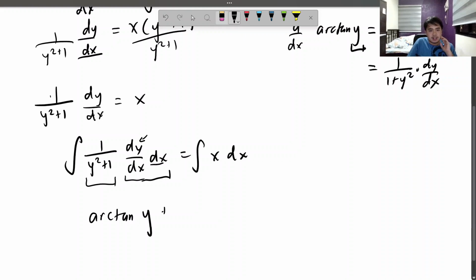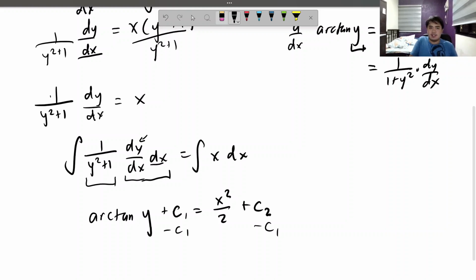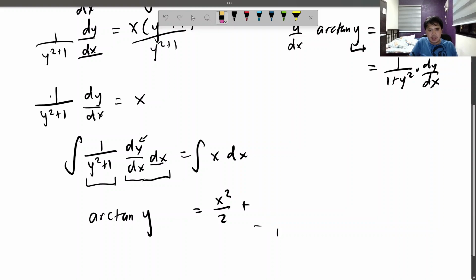We can put c1 here. Let's just put c1. Then equals x squared over 2 plus c2. Now, some will just ignore this c1 because we can subtract c1 here. And what happens when you subtract a constant from another constant? You get a constant. So we can just ignore this and then just put a constant right here, which is what most people do anyway.